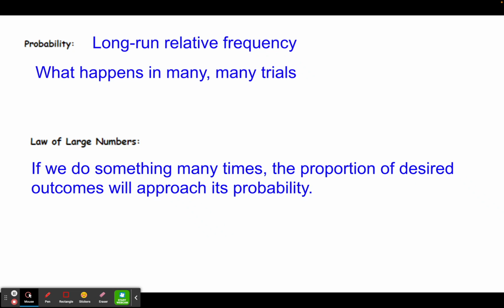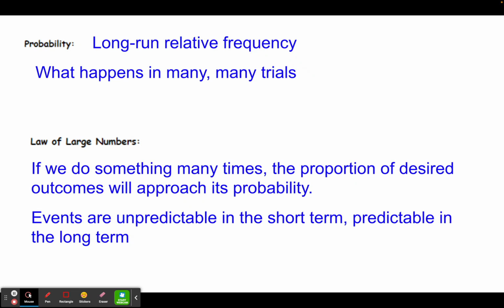Now, what dictates that is something called the law of large numbers. And the law of large numbers tells us that if we do something many times, the proportion of desired outcomes will approach its probability. Again, with a coin toss, we expect coin tosses to be 50-50, but nobody is surprised if we toss a coin 2 times and both tosses land showing tails. But if we tossed a coin lots of times, let's say even 100 times, we would be very surprised if 90 out of 100 tosses came up showing heads or tails. We expect it to be a lot closer to 50-50 if we do many, many coin tosses. We know that events are unpredictable in the short term, but predictable in the long term.